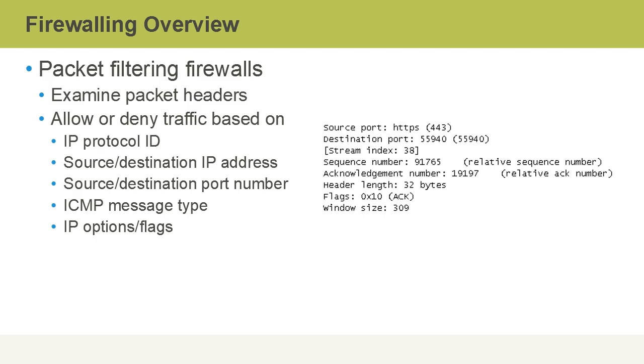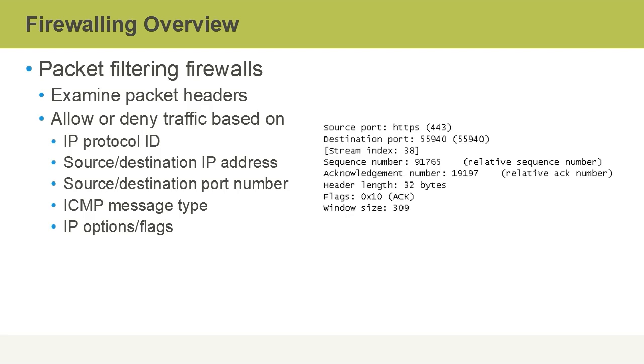So packet filtering firewalls can look at many of these types of fields to decide whether traffic is allowed or denied. So by looking at things like the IP protocol ID, source and destination IP address, as we see in our picture here on the screen, the source and destination port number, maybe the ICMP message type, or additional IP options and flags.